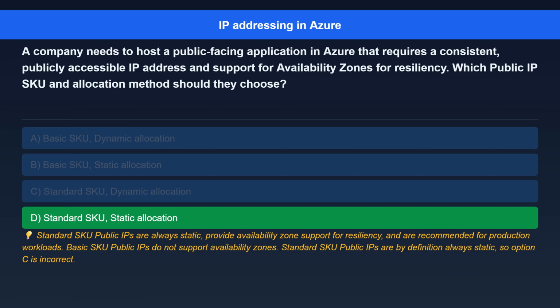The correct answer is standard SKU, static allocation. Here's the explanation. Standard SKU public IPs are always static, provide availability zone support for resiliency, and are recommended for production workloads. Basic SKU public IPs do not support availability zones. Standard SKU public IPs are by definition always static, so option C is incorrect.